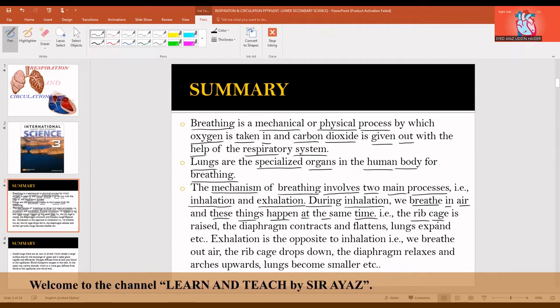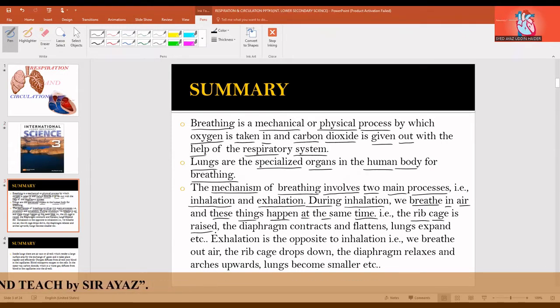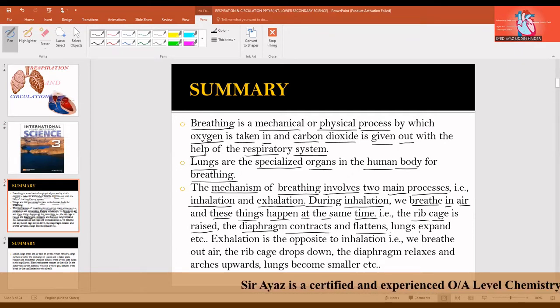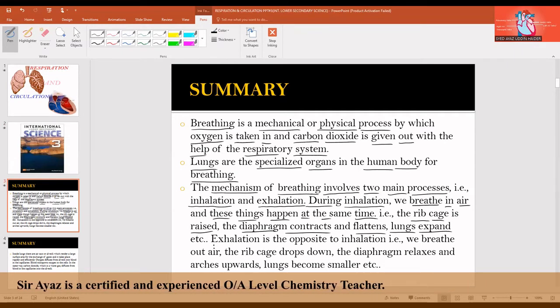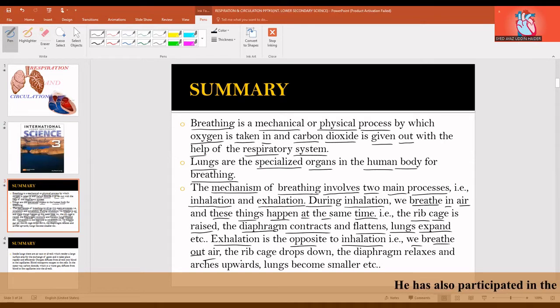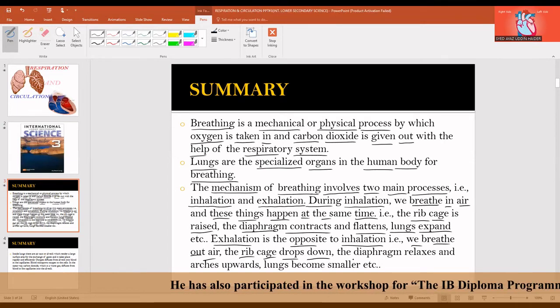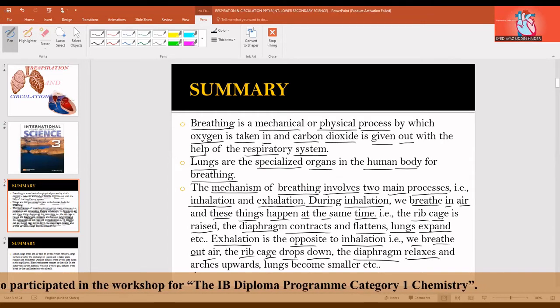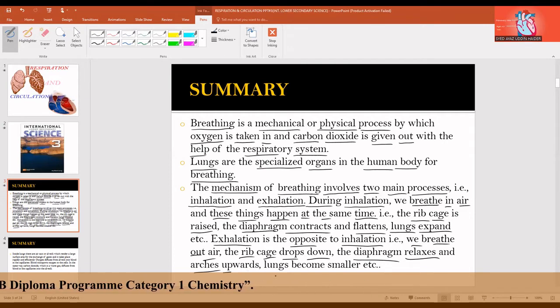That is, the rib cage is raised or moves up, the diaphragm contracts and flattens down, lungs expand, etc. Exhalation is the opposite to inhalation. That is, we breathe out air. The rib cage drops down or comes down. The diaphragm relaxes and arches upwards. Lungs become smaller, etc.